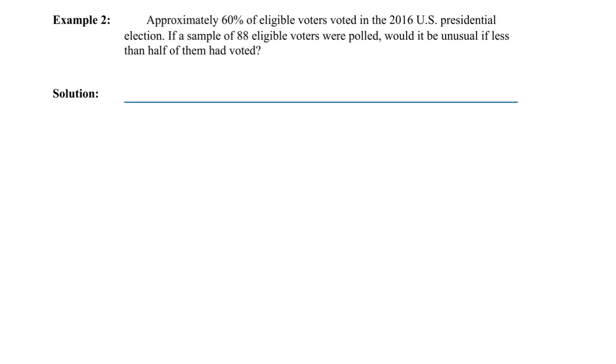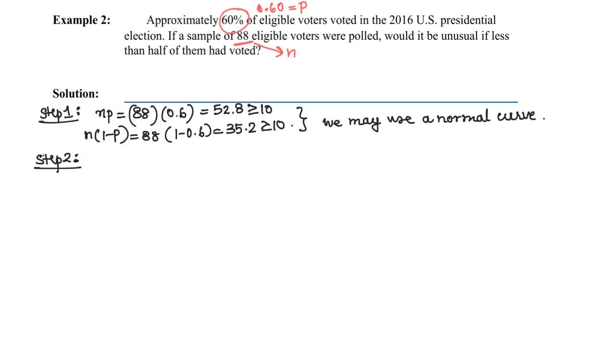So first step is check the condition to see whether np and n times 1 minus p are greater than or equal 10. If both meet that condition, then it is appropriate to use a normal curve. So here both are greater than 10, so we may use a normal curve. Next step is find the mean and standard deviation.